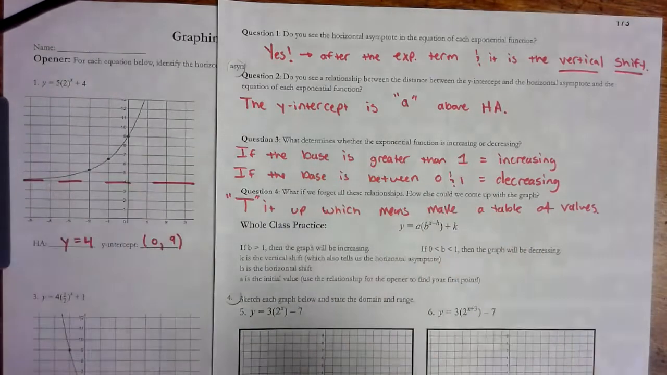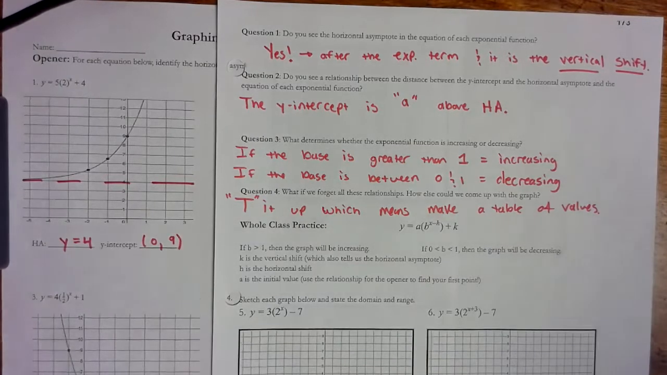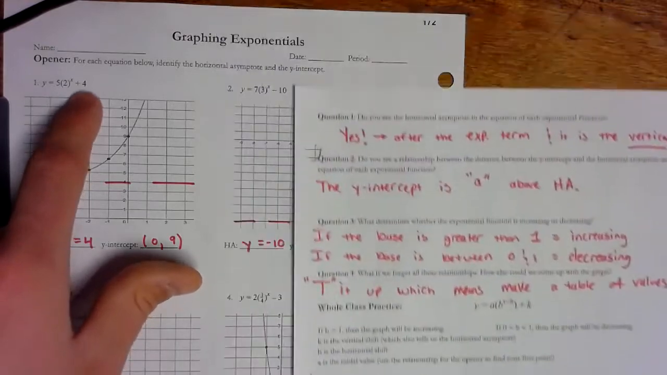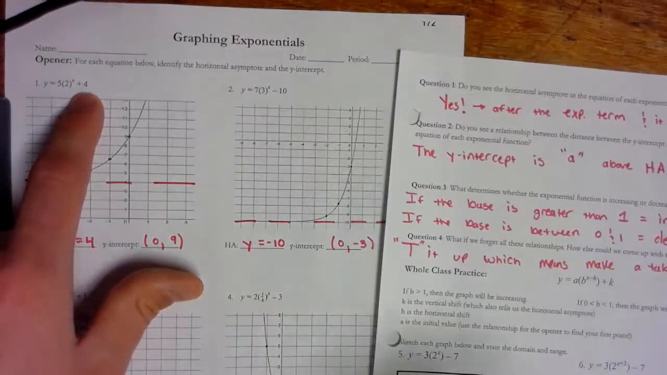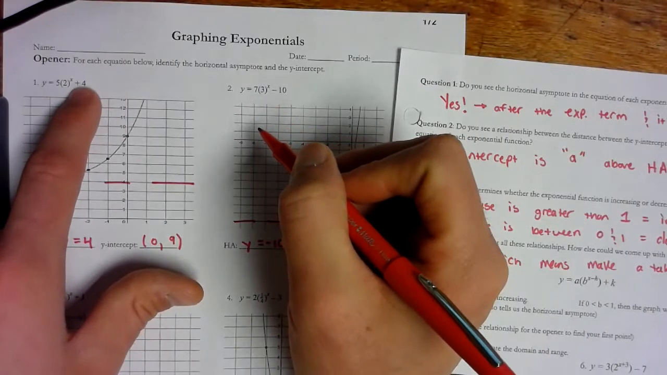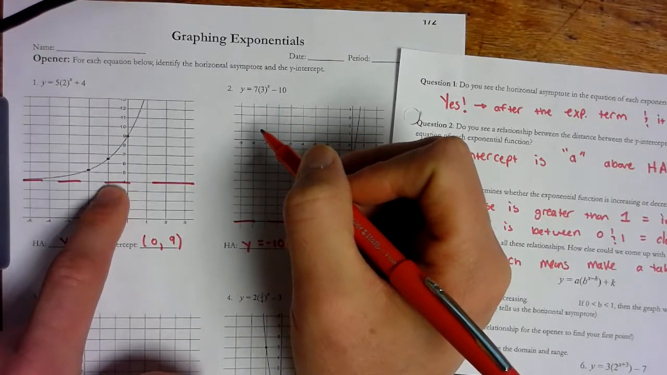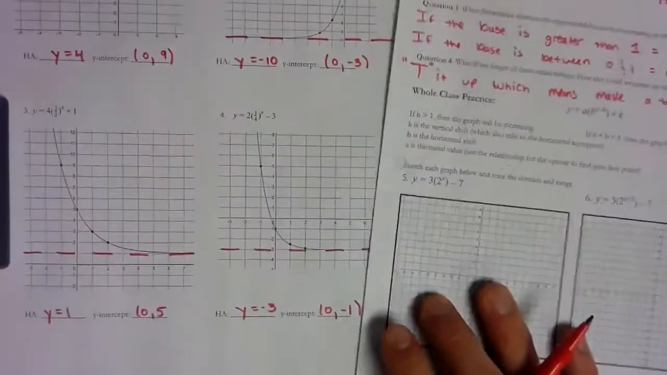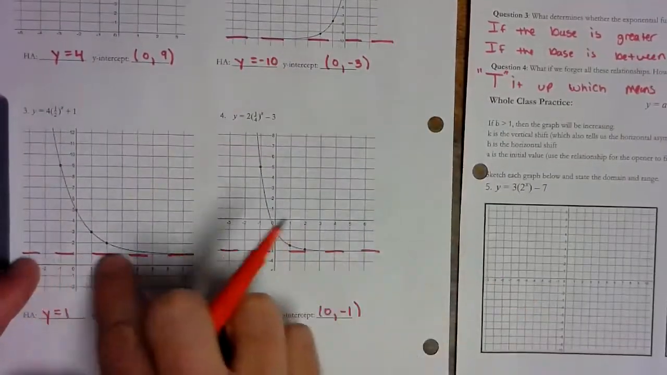The first question is asking, do we see the horizontal asymptote in the equation? The answer should be yes. That horizontal asymptote shows up after the exponential term. What I mean by that is that the exponential term here is 2 to the power of x, so that plus 4, that's where my horizontal asymptote is. And you'll notice on all my graphs here, I'm filling in where that horizontal asymptote is with a line.